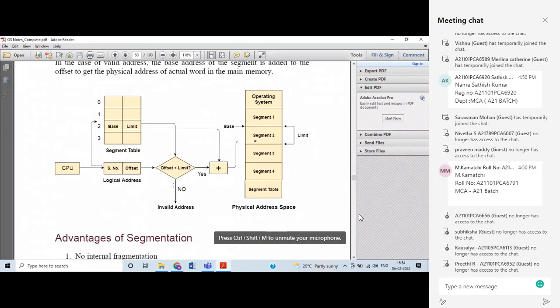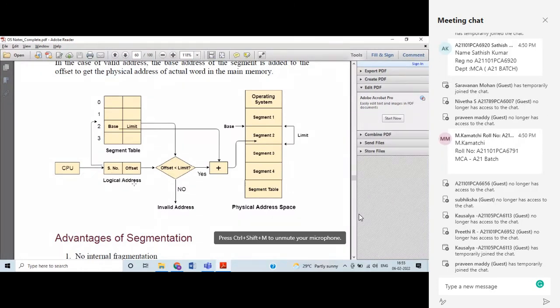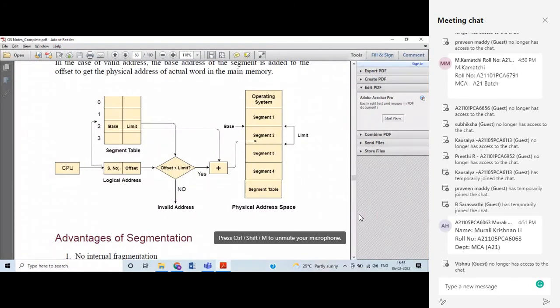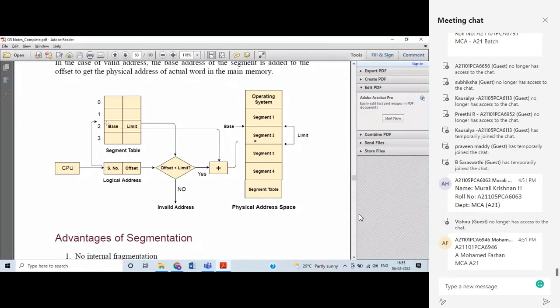So the segment number is mapped to the segment table. Look here, this is the mapping of a segment to main memory. The CPU will generate the logical address. The components of the logical address are the segment number and the offset. Whenever the CPU creates a logical address, this segment number will be mapped to the segment table. If the segment number is equal to 2, it will be mapped to the corresponding segment number present in the segment table.